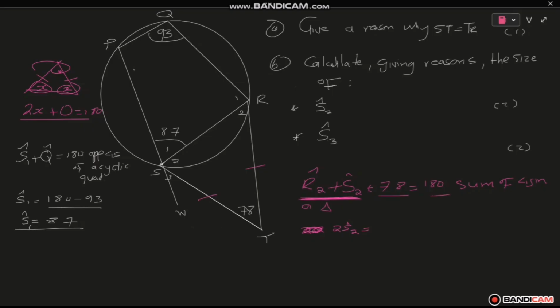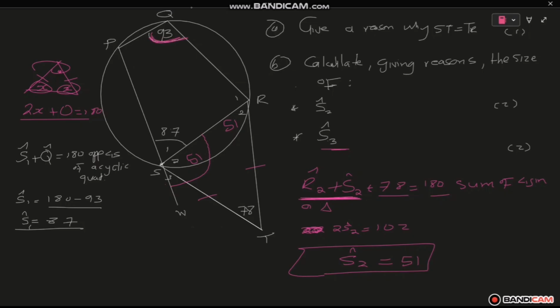So 180 minus 78 equals 102. Then you divide both sides by 2 to find angle S2 to be 51. Then we got our angle S2, it is 51. Then we go and substitute it where there's S2, that's 51, and R2 is also 51. I'm not sure if you understand that. Then for us to find S3, what we know is that angle S2 and 3 is an exterior angle of a cyclic quad, meaning it will be equal to Q, which is 93.